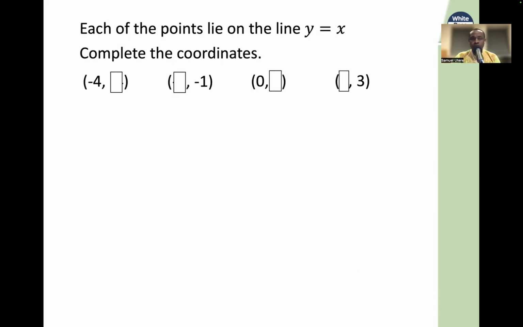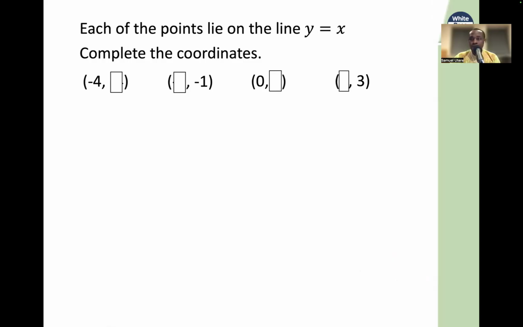Well, think about it. Each of these points you see here lie on the line y equals x. Why do we say that? And how would you complete this coordinate? Give it a go. Well, assuming you've had a try, here is what we'll get.